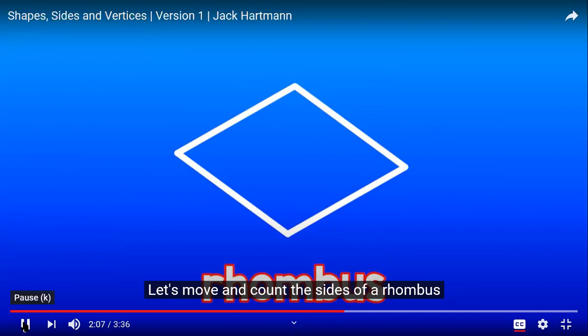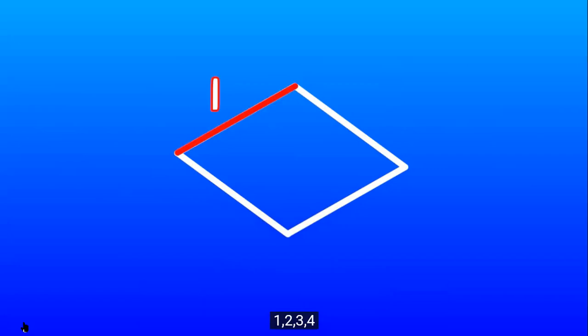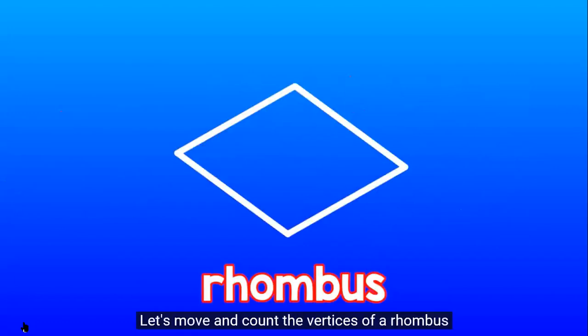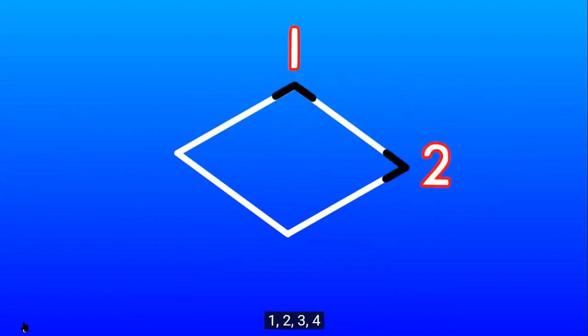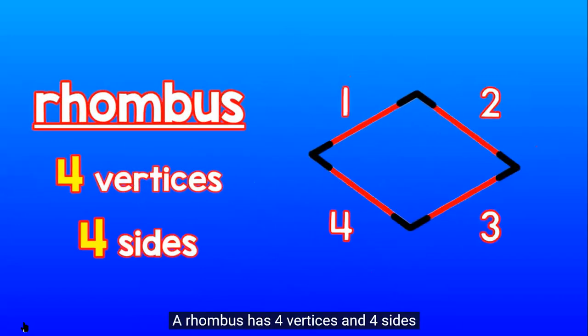And count the sides of a rhombus. 1, 2, 3, 4. A rhombus has 4 sides. Let's move and count the vertices of a rhombus. 1, 2, 3, 4. A rhombus has 4 vertices and 4 sides.